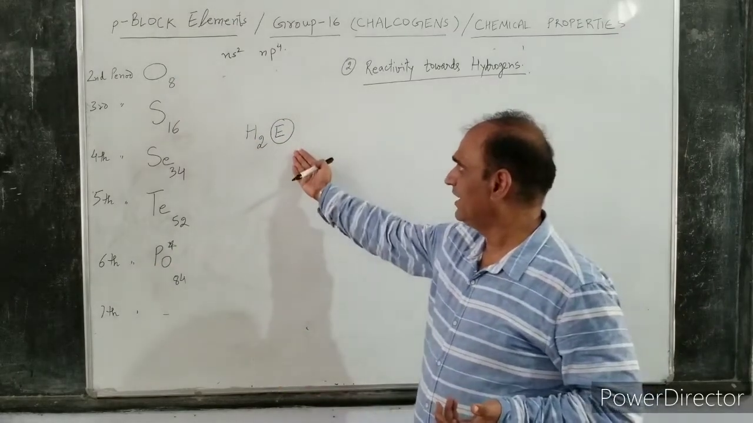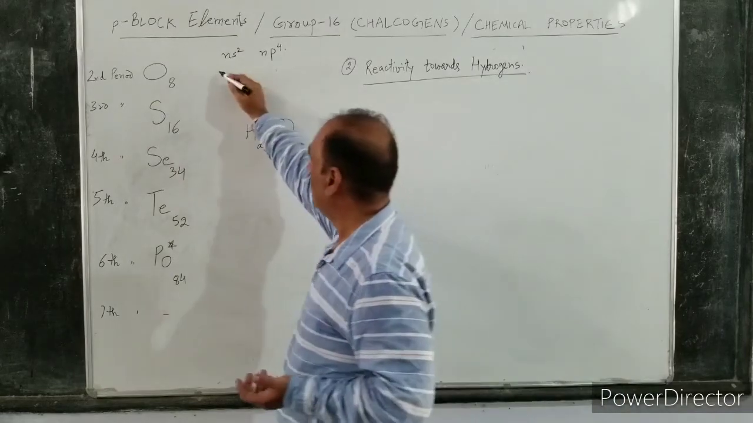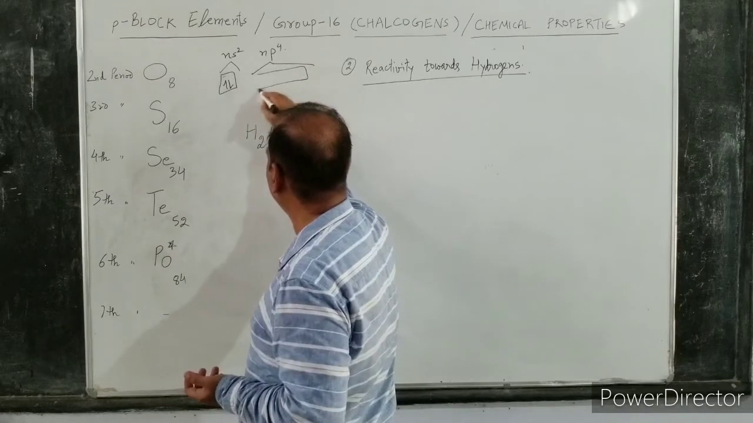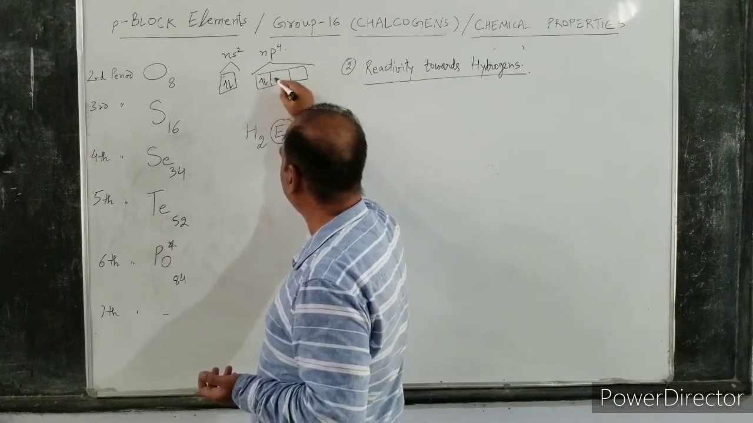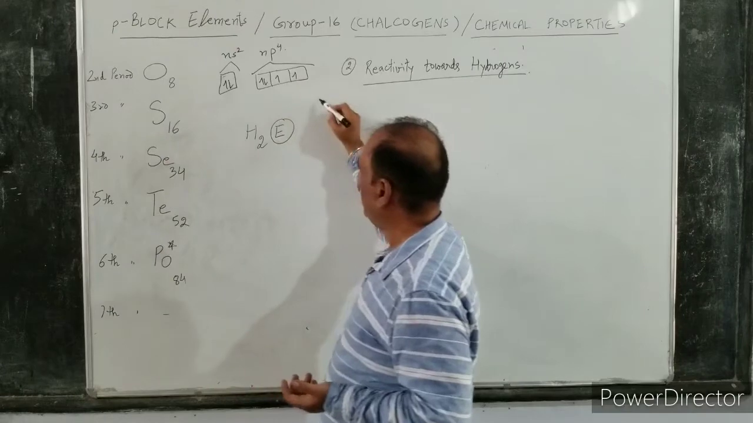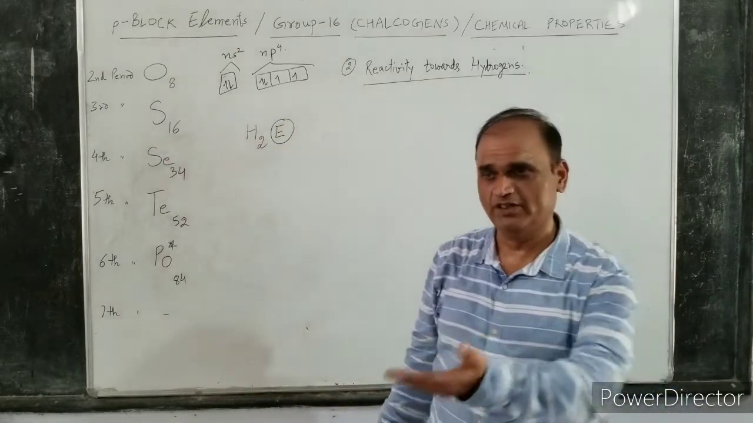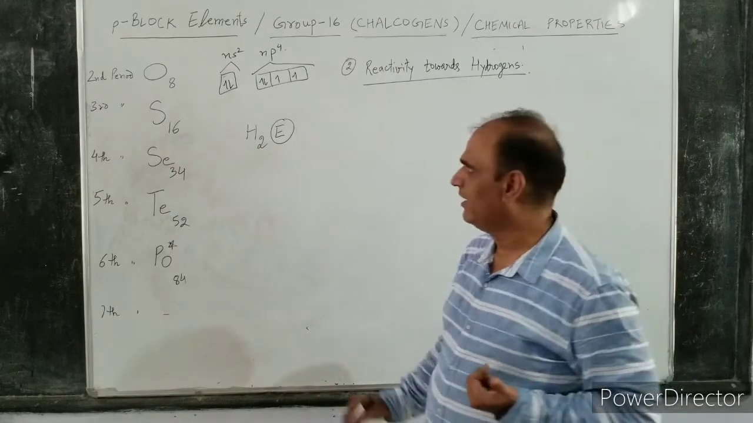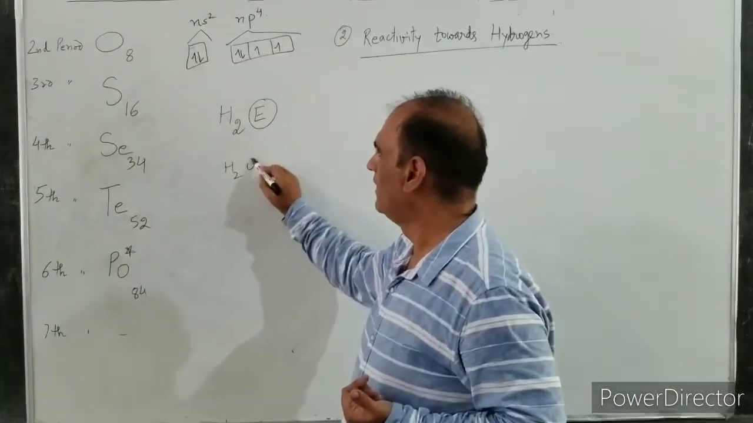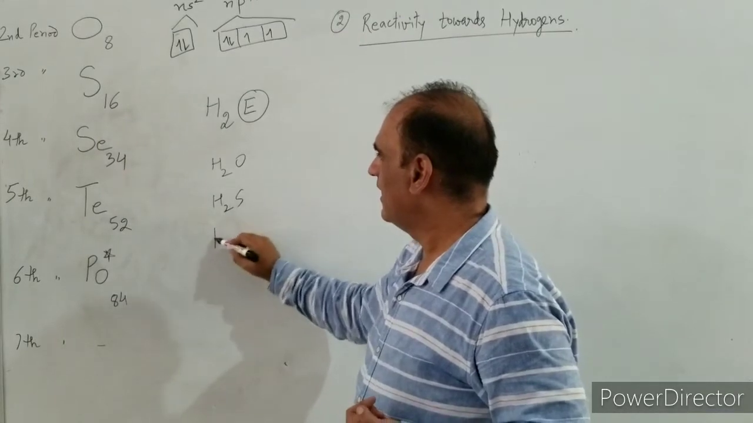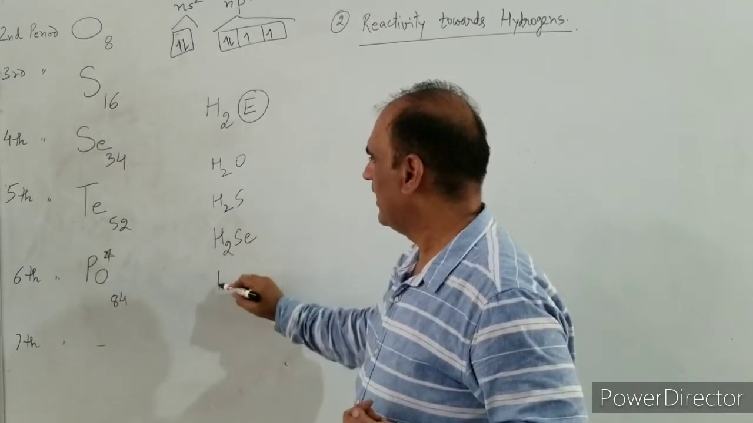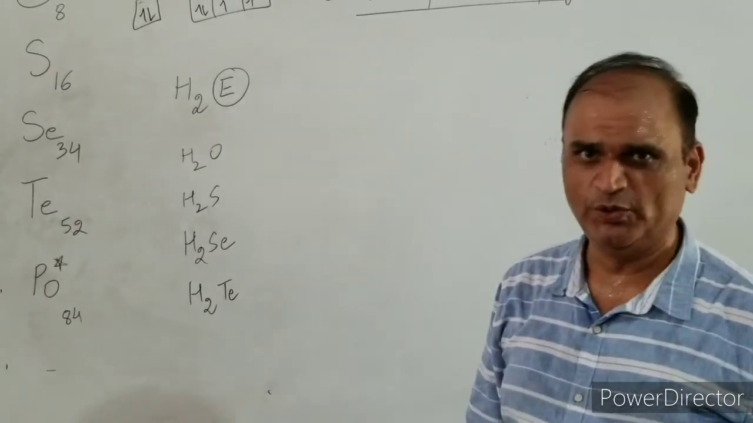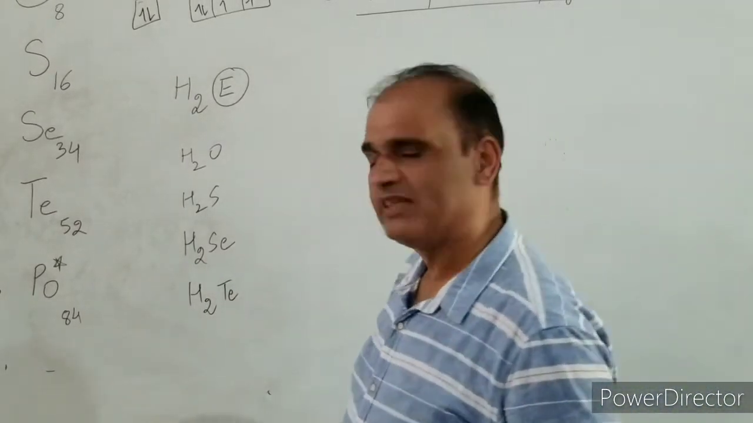Because all these elements have 2 unpaired electrons, ns2 np4. This is paired. np4 has 1 pair and 2 unpaired. So these 2 unpaired are bonded, shared with H atoms. So the compound formed is H2E, which is called a hydride, like H2O, H2S, H2Se, H2Te and H2Po of course, but Po is radioactive, so H2Po is also there.